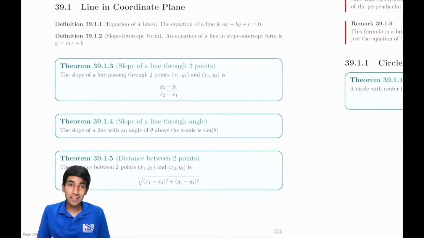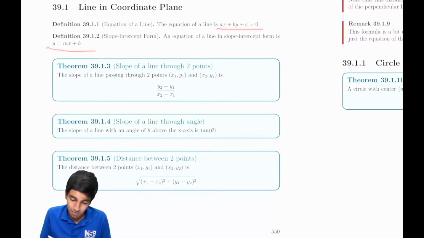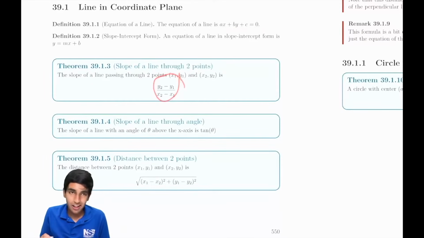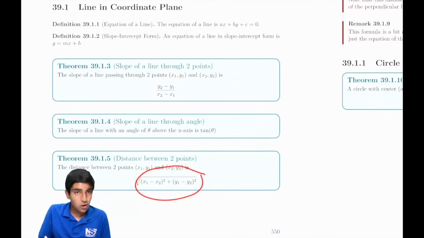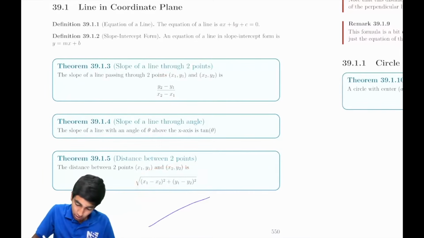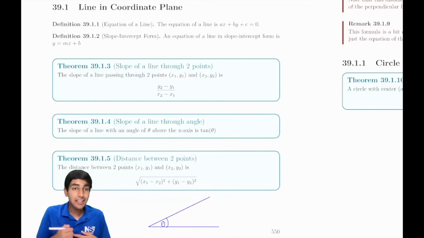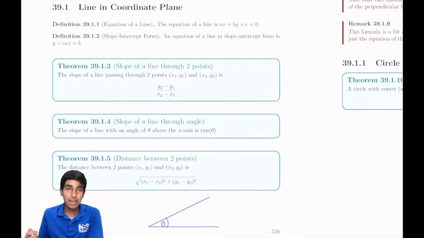Starting with the basics, I'm sure you all know the equation of a line in slope-intercept form, the slope formula, and the distance between 2 points. Now here's something that's also cool, which you might not know. If you have a line, its slope is also equal to the tangent of this angle. So that's a cool thing to keep in mind, but we'll talk more about trig in later videos.